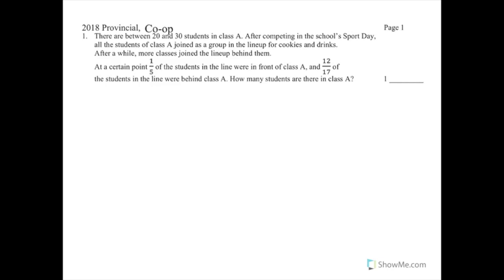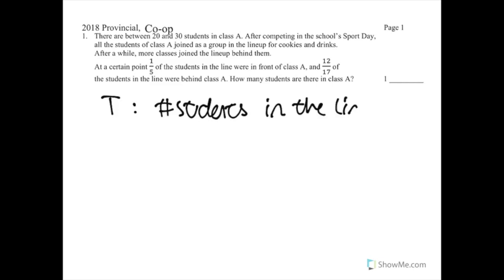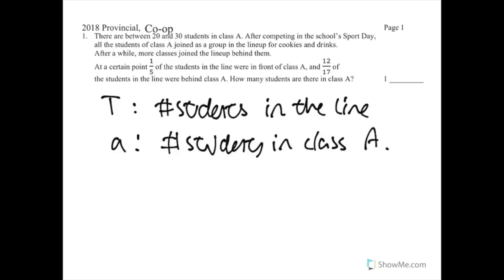So first, let's say let t be the number of students in the line in total, and let a be the number of students in class A. Then we can say that since a fifth of the students in a line are in front of class A and 12/17 are behind, we have 1 minus 1/5 minus 12/17 of the students in the line are in class A. And so we can say that t times this is equal to a.